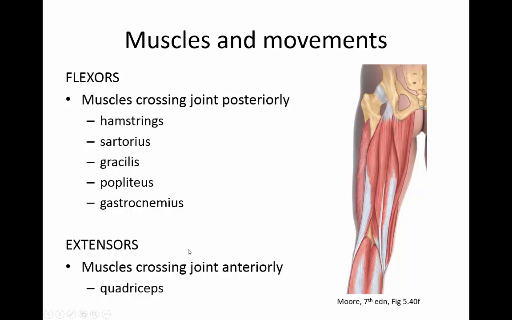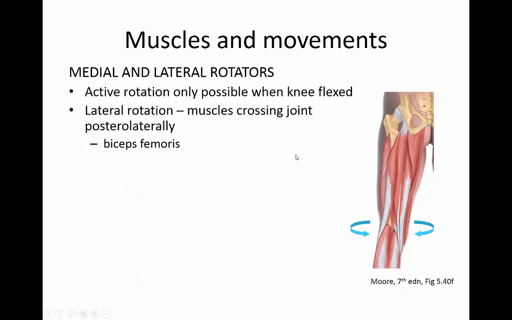Anteriorly, we have our quadriceps muscles. These are in the anterior of the thigh. They cross the knee joint anteriorly and will cause extension. There are medial and lateral rotators of the knee. So the knee is a modified hinge joint, meaning that some rotation is possible.